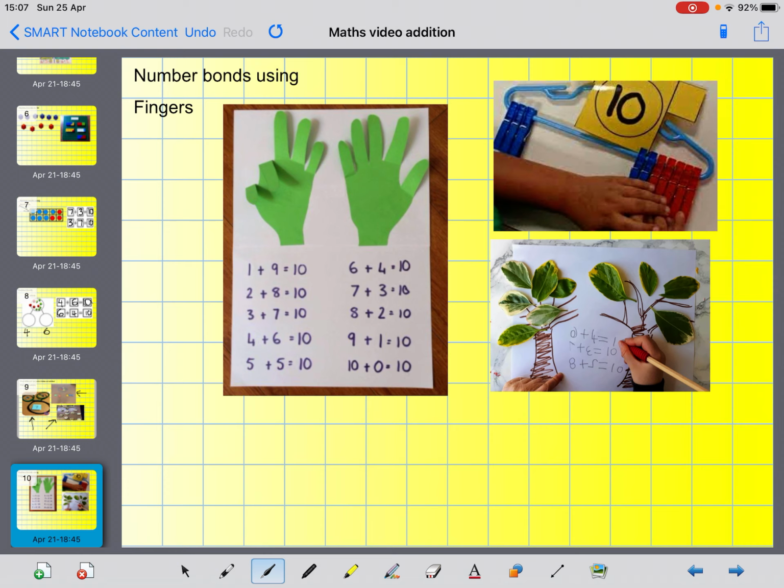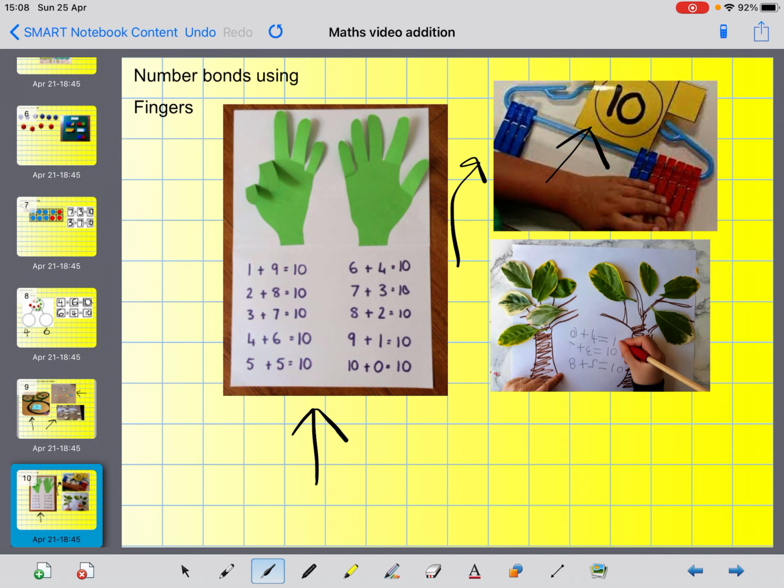Then when we're very secure in the 10 frame and the part-whole model, we also might use our fingers to help us with the number bonds to 10, because we know we've got 10 fingers. And again, let's have a look at this picture here. There are lots of different ways we can make a number bond to 10. The children use their own fingers and try to work out different answers. We might also use pegs to help us move some numbers, some pegs on one side, some pegs on another side to make a number bond to 10.